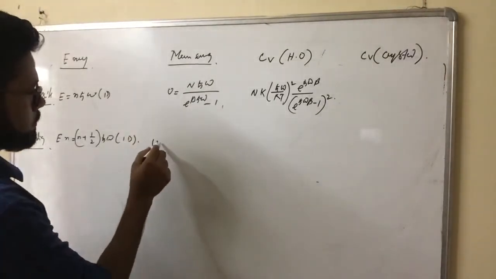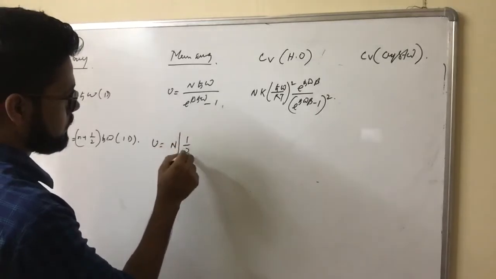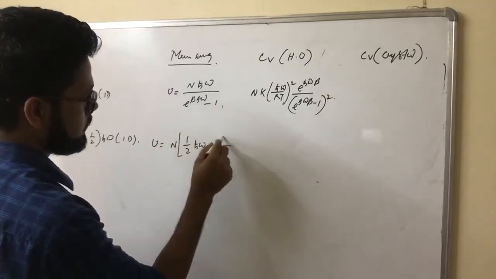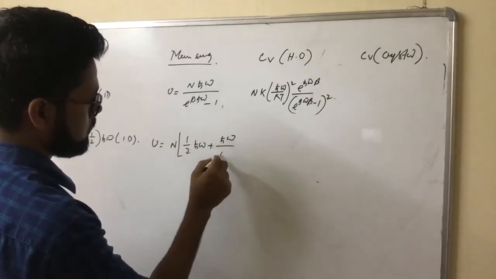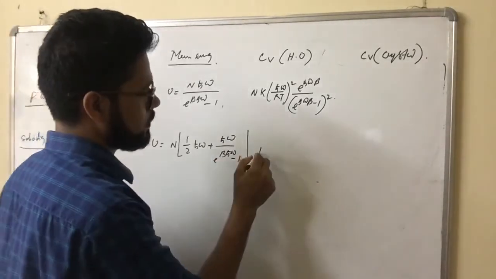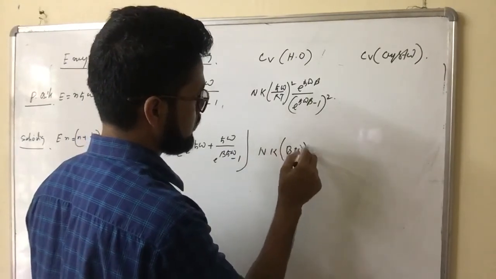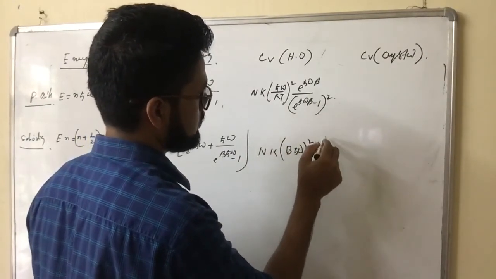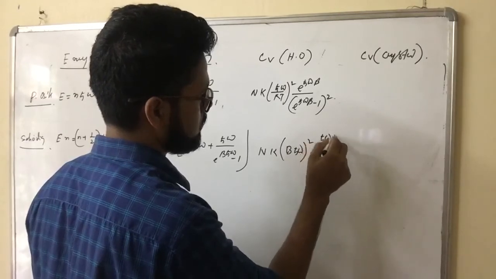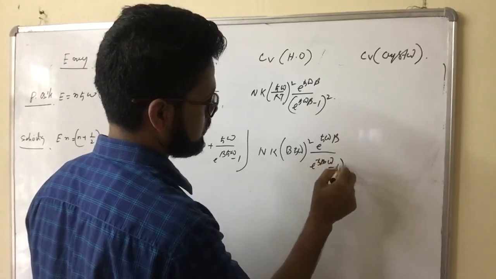If we do the calculation of mean energy for the Schrödinger oscillator, I have already given you n half h cross omega times e to the power beta h cross omega divided by e to the power beta h cross omega minus 1. And specific heat is equal to nk, the same, (beta h cross omega) squared e to the power minus h cross omega beta divided by (e to the power minus h cross omega beta minus 1) squared.